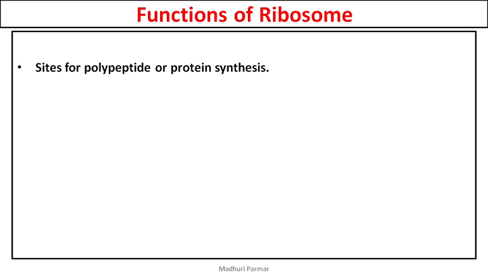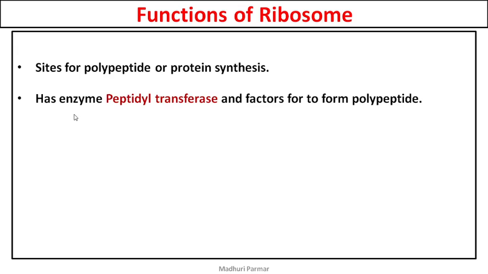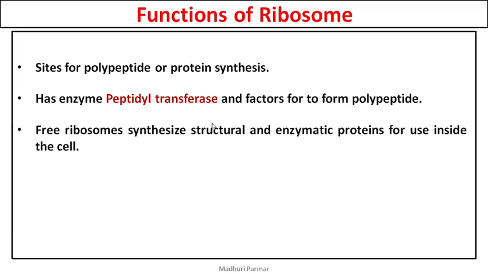Now, what are the functions of the ribosome? They are known as the protein factories of the cell, right? So it is the site for polypeptide or protein synthesis. When we discuss biomolecules, I will share the difference between polypeptide and protein. A polypeptide is basically a polymer made up of amino acids. Protein is also the same thing, but it has a 3D or 4D structure. So that is the basic difference. It has the enzyme peptidyl transferase, which is a ribozyme. Remember this, and factors to form the polypeptide.